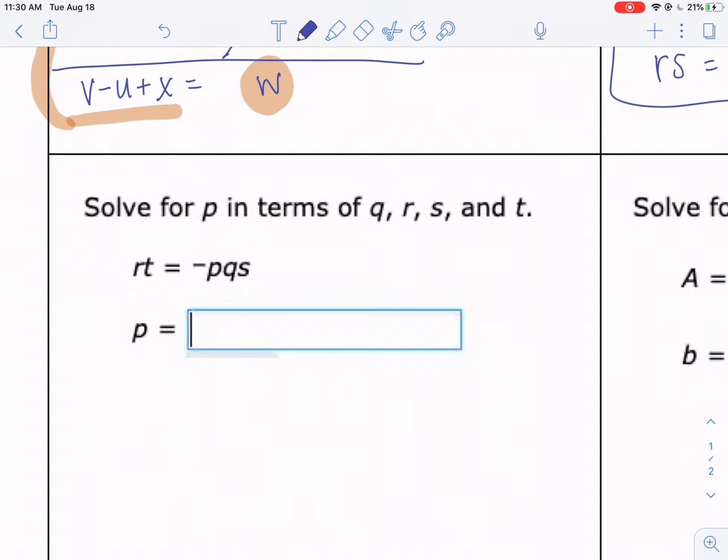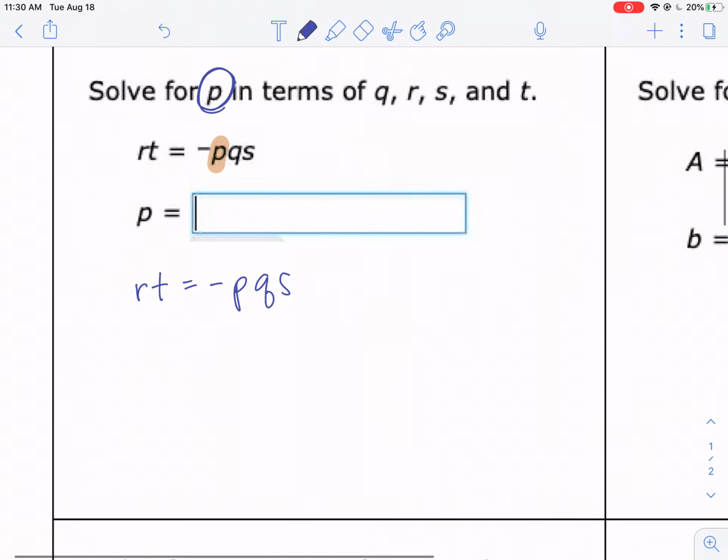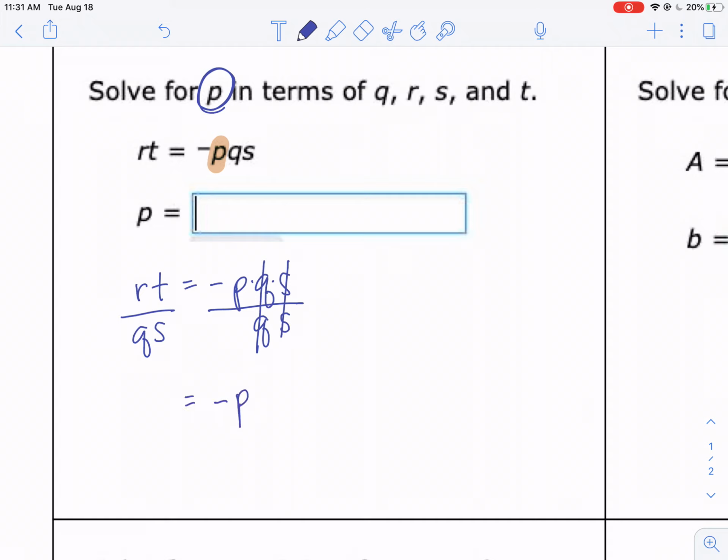In this case, it says solve for P. I want to get P by itself, all those other letters on the other side. So here is P. I need to get rid of the negative, the Q, and the S. So I have RT equals negative P, Q, S. In this case, I see that these are all being multiplied together. So the opposite of multiplication is division. I'm going to divide by Q and by S at the same time. That's going to cancel here and give me negative P equals RT over QS.